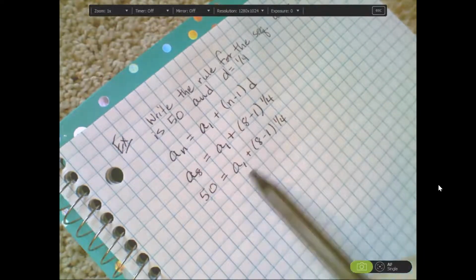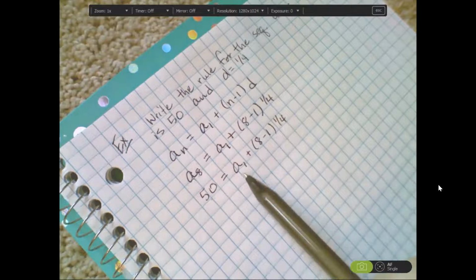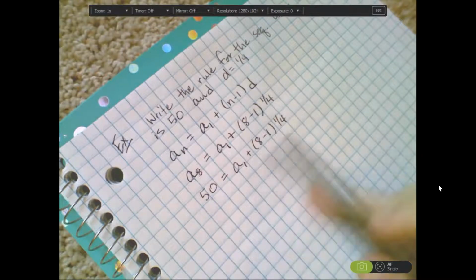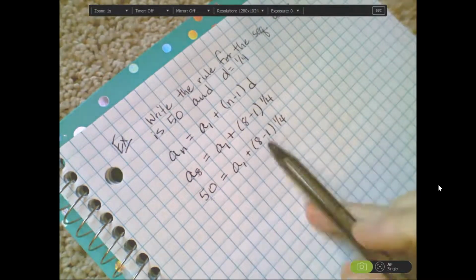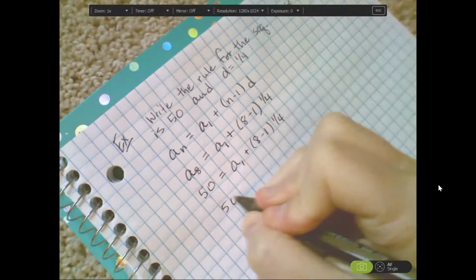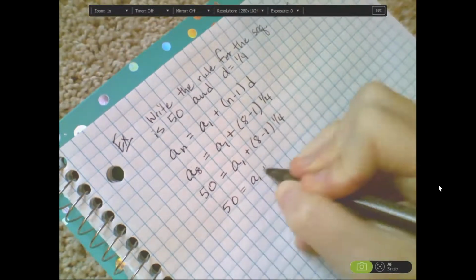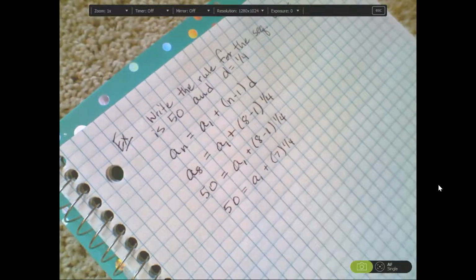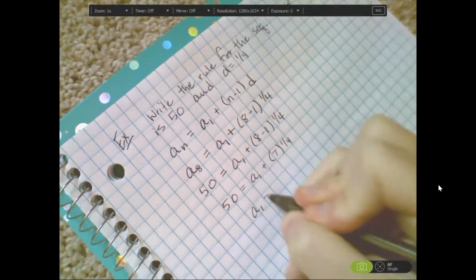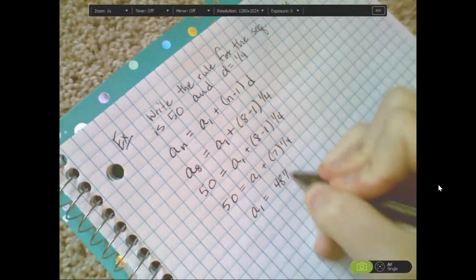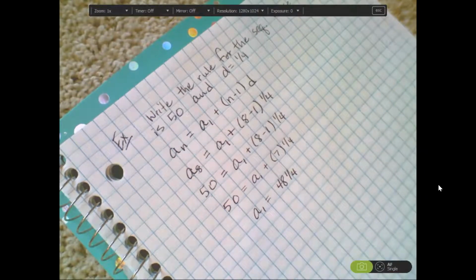So now I can actually solve this for my first term, and then I can go back and write my rule. So if this is going to be 7, if I go ahead and subtract those, this is going to be 50. This is 7 times 1/4. If we work all this out, our first term turns out to be 48 and 1/4.